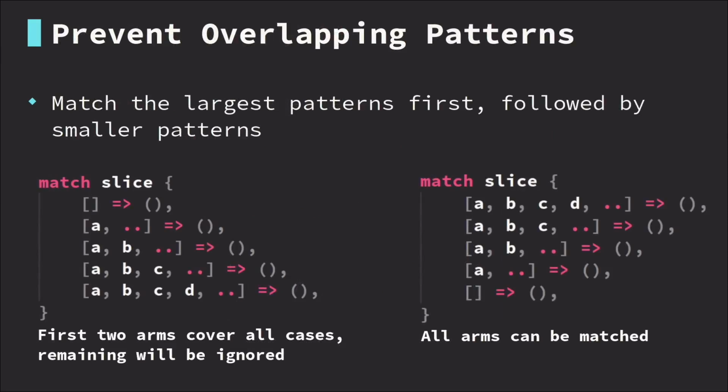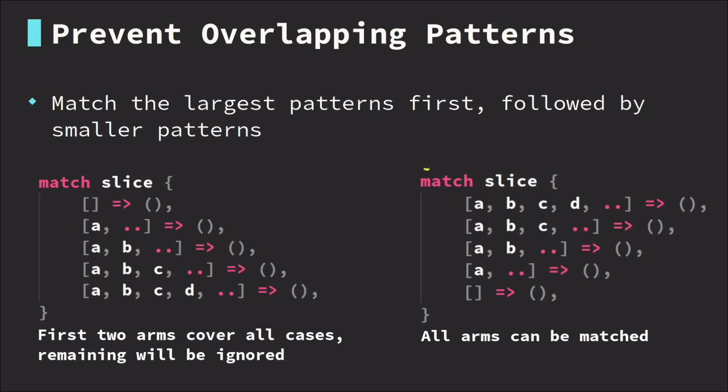One way to prevent these logic bugs is to match the largest patterns first and the smallest patterns last. If we take a look at this left side, we have a logic error. So the first match arm matches an empty slice, which is fine. And then the second match arm will match one element followed by 0 or more. And since this has 0 or more, this second match arm will match any number of elements after an empty slice. This means that the third, fourth, and fifth match arms can never be matched.